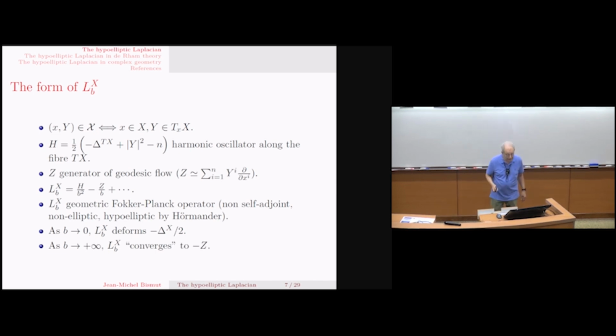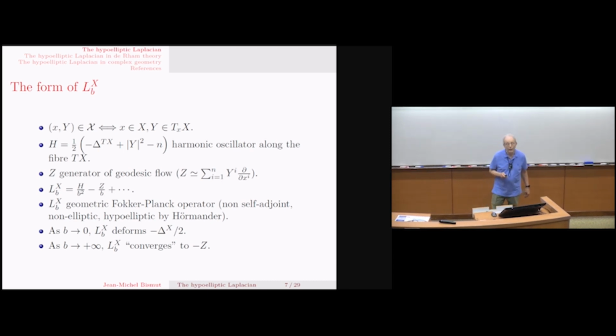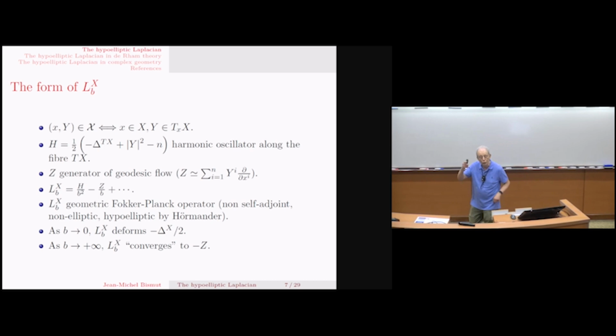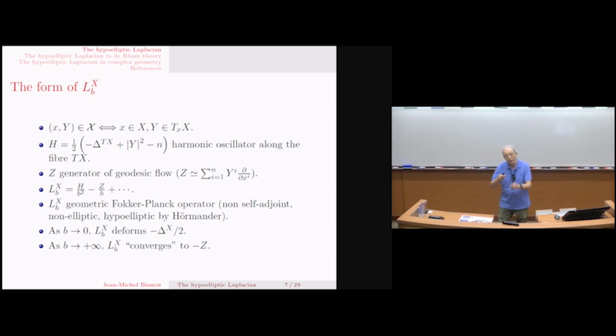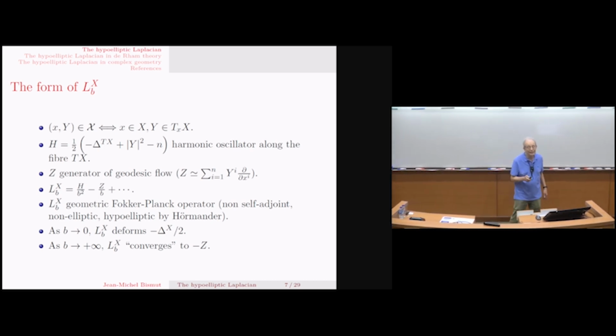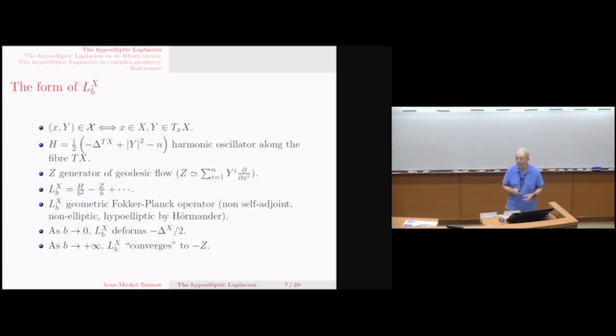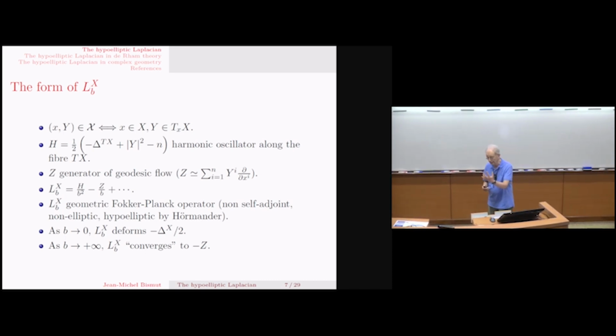By rescaling coordinates, it's easy to see that L_b converges to the generator of geodesic flow just by doing a rescaling of coordinates. So b tending to infinity, in some sense, geometrically, is easy to see. b tending to 0 is a subtle thing, the fact that the operator deforms a Laplacian. So let me try to explain how we can obtain geometrically an operator like that from first principles.